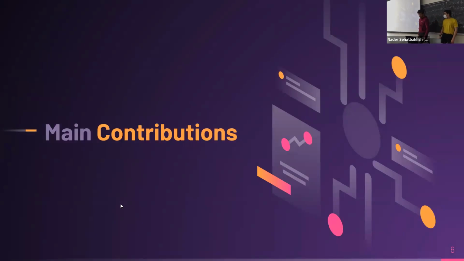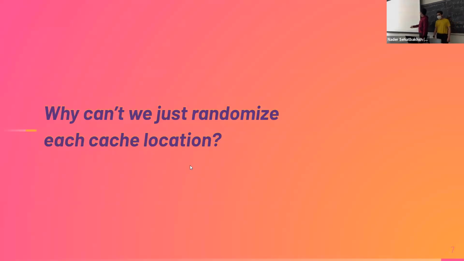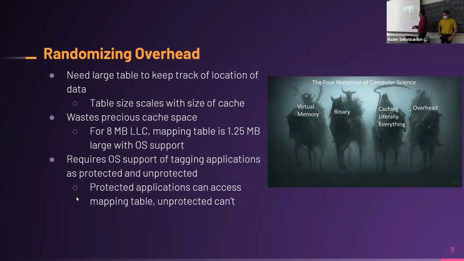Let's go over the main contributions of this paper. One of the things people will usually ask is, why can't we just randomize each cache location? There is an issue with that. We have this randomizing overhead. If we put things in the cache randomly, that would make it harder for an attacker to gain knowledge about what you're doing, but you need a very large table to keep track of where everything is.